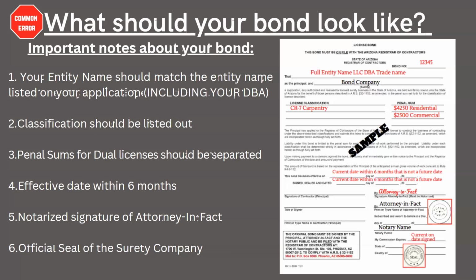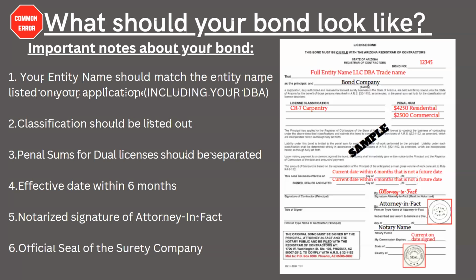If you're applying as a sole proprietorship, use your full name as it shows on your government issued ID, and then any DBAs that you're listing. The classification should be listed to match what is on your application. So in the example, we have the CR7 carpentry. That's what gets listed on your application. That's what gets listed on your bond.